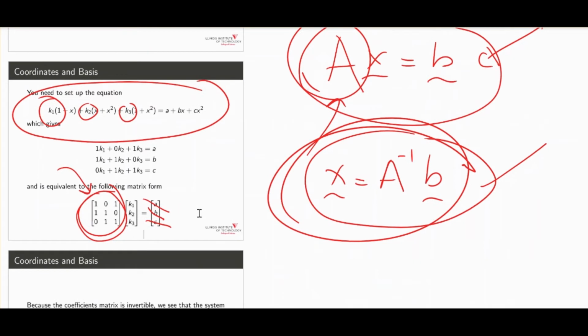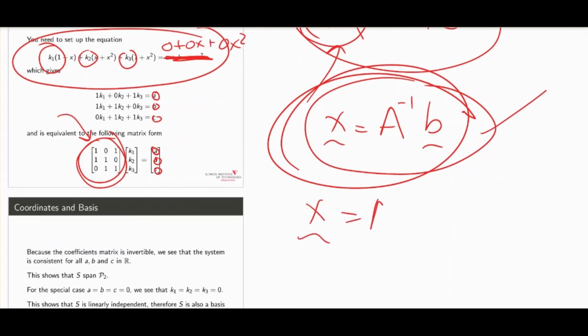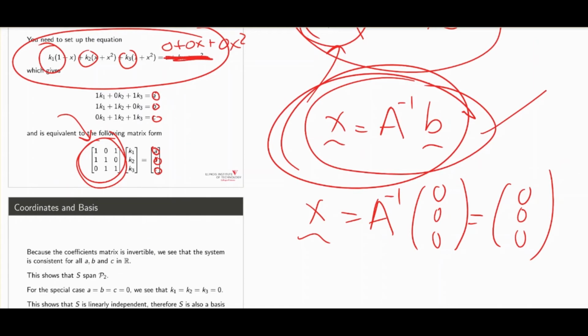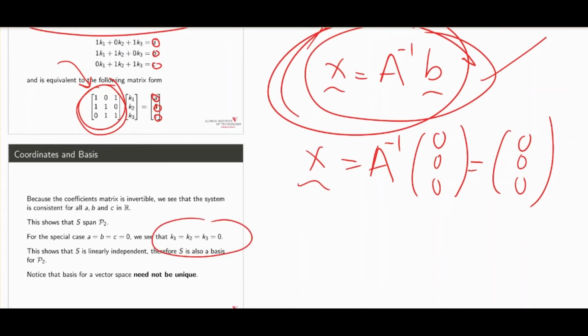Once you have spanning, linear independence follows pretty easily, because for linear independence, this is our zero polynomial, which means you are basically solving the same system, but now the right side is 0. So again, if your matrix is invertible, your solution is A inverse multiplied by 0, 0, 0, and you don't have any other choice. Your K1, K2, and K3 have to be all 0. So this is what is said here.